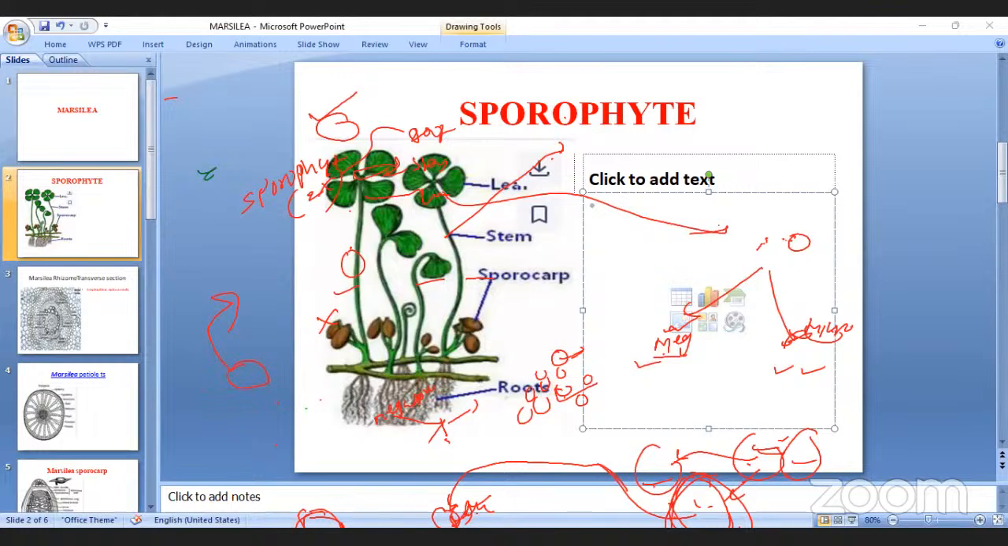Right. Any doubts? Any query in this? Anybody? Please respond. And this heterosporic condition leads to the seed habit, seed formation. This is also important in theory, not practical. We will discuss in detail tomorrow, next class, about heterospory.